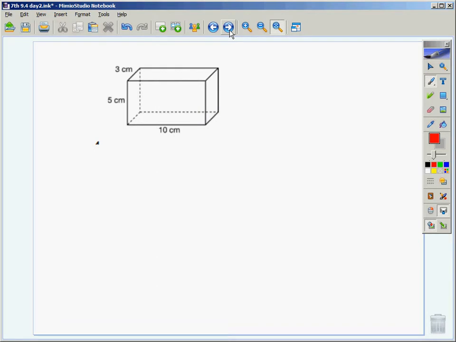Next problem. Same type of problem. It's a rectangular prism.